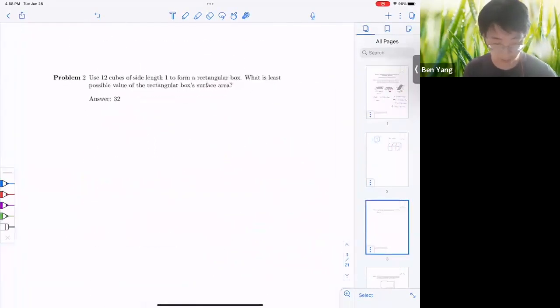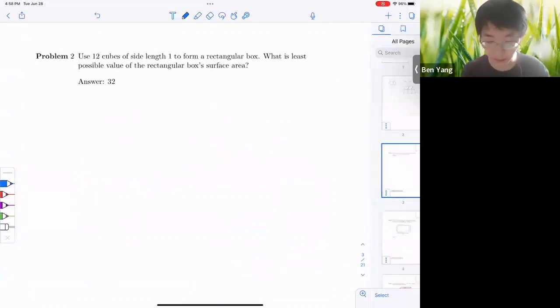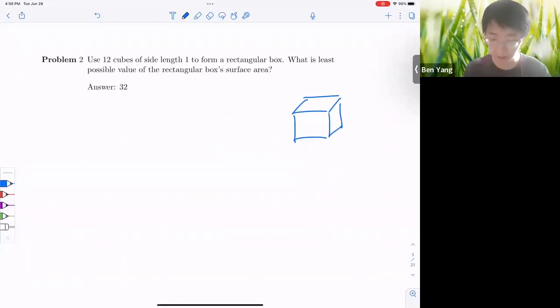Let's see our second question. Use 12 cubes of side length 1 to form a rectangular box. What's the least possible value of the rectangular box's surface area? So first of all, if we have a rectangular box, we can compute its surface area using the dimensions of this rectangular box.